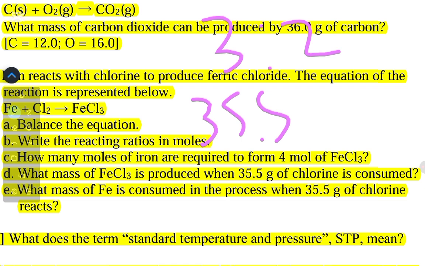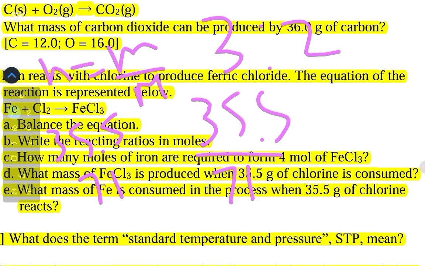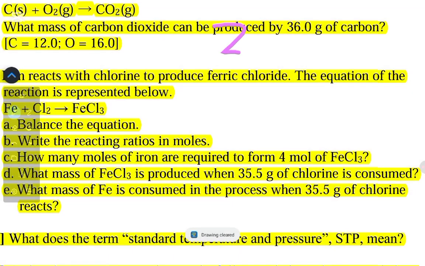So we have n equal to m over M. The molar mass of chlorine is 35.5 for one, so for Cl2 it is going to be 71. So just do 35.5 over 71 to find the moles. 35.5 divided by 71 will give you 0.5 moles. So I'm going to write this again over here: 3 to 2, 0.5.